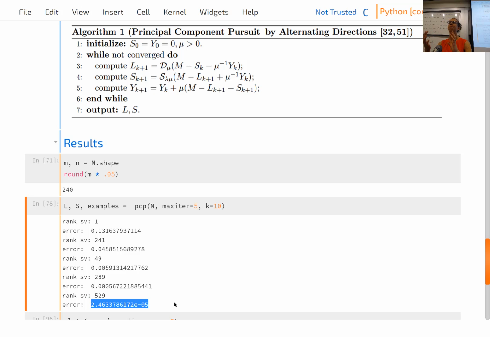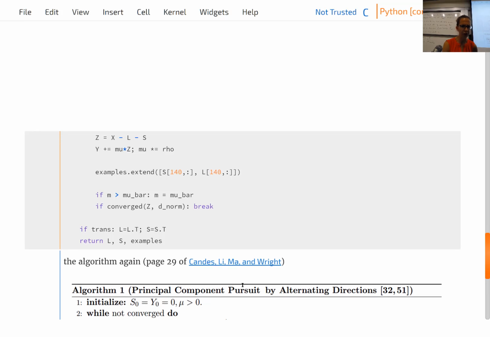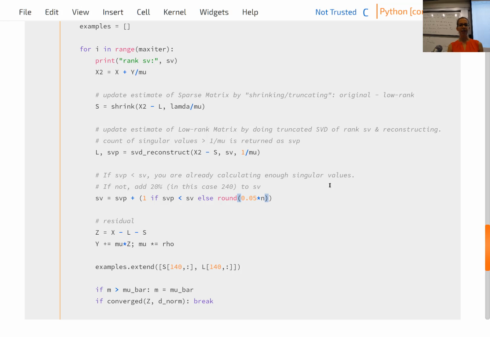But that gives a little different perspective. And let me go back to the algorithm, because there's just a third piece. So we've got this aspect of updating how many singular values we want to calculate each time. And then here's where we're calculating the residual. So looking at X, which was our original matrix, minus our low rank matrix, minus our sparse matrix. And so that's everything that hasn't been factored into either the low rank or sparse matrix yet.